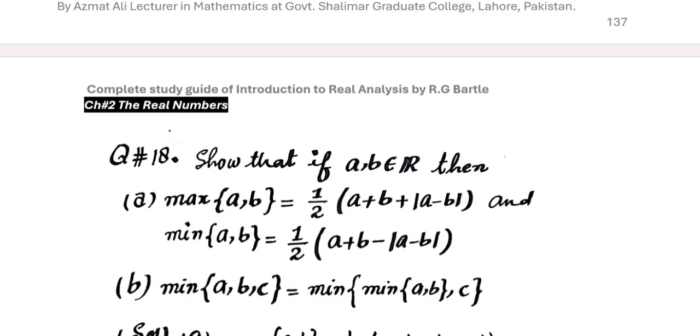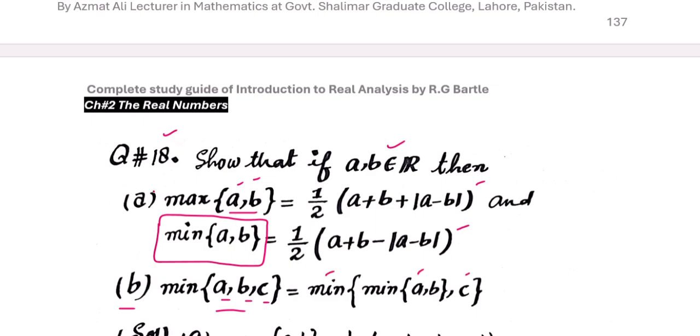This is question number 18. In this question, we have to show that if a and b are two real numbers, then the maximum value of the set {a, b}, which will be either a or b, is given by the formula 1/2 (a + b + |a - b|). And the minimum value of this set is simply given by the formula 1/2 (a + b - |a - b|). Its part b says if a, b, c are three real numbers, then the minimum value of this set is simply given by the minimum of {a, b, c}.